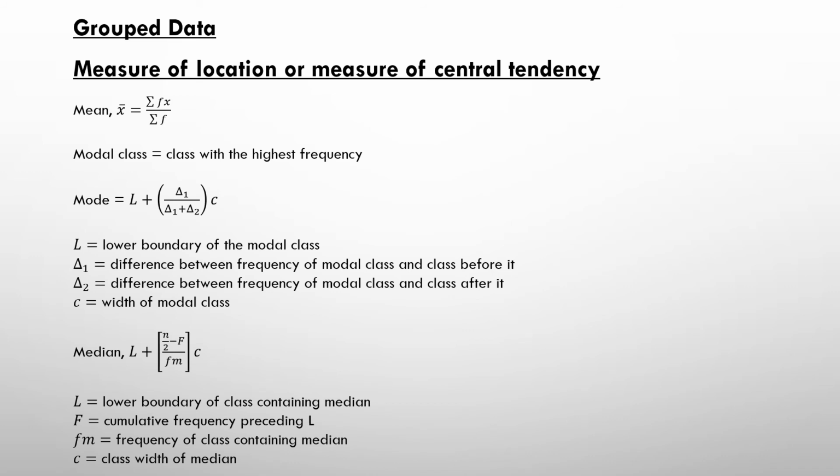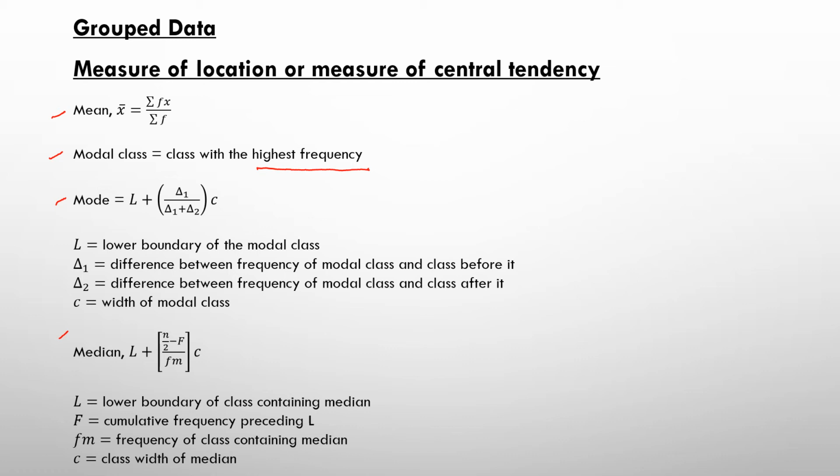After ungrouped data, now we come to grouped data. Measure of location or measure of central tendency is actually different for grouped data and ungrouped data, but the things inside are still the same. We also have mean, mode, median, but we have an additional one, modal class, for grouped data. The formula of the mean for grouped data is different from ungrouped data because of the frequency. The equation is the sum of frequency times x divided by total frequency. And the modal class is the class with the highest frequency.